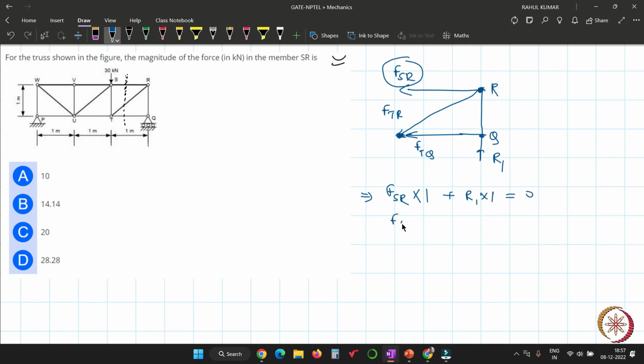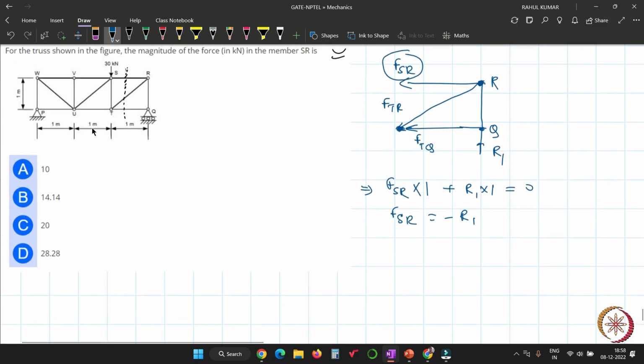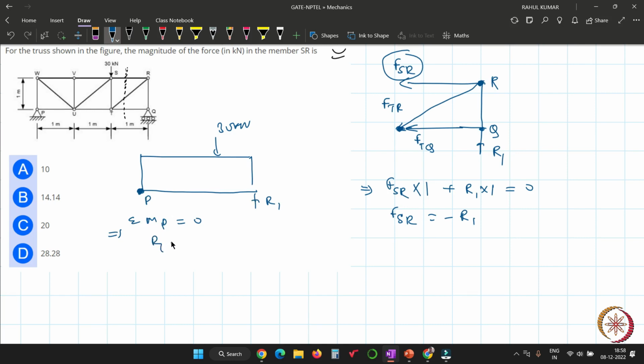So if you want to determine FSR, then you have to find the value of R1. Now draw the FBD of the full structure, and you have to determine this reaction force. There is another force here, 30 kilonewton, and there is no other force. Now write the moment equation about point P, with the sum of all moments about point P equal to 0. Now R1 into what is the perpendicular distance? 1, 2 and 3.